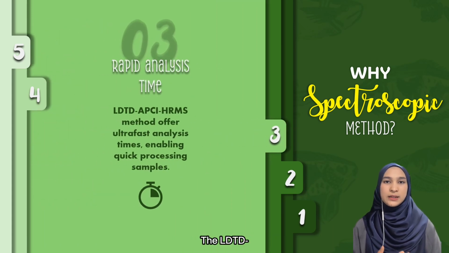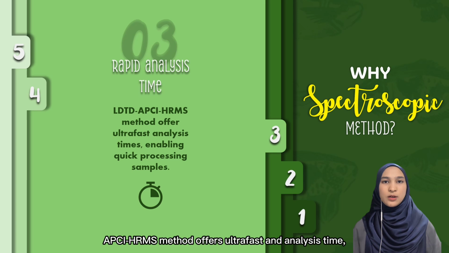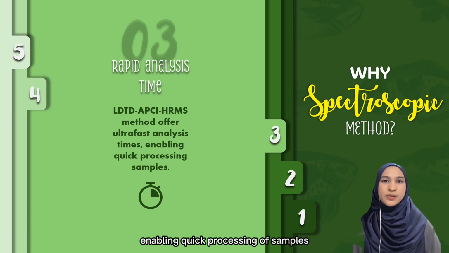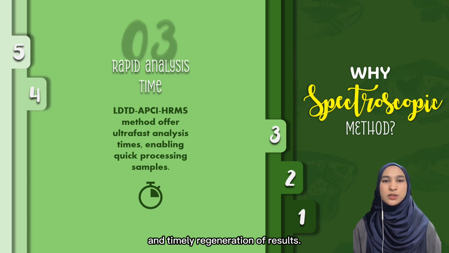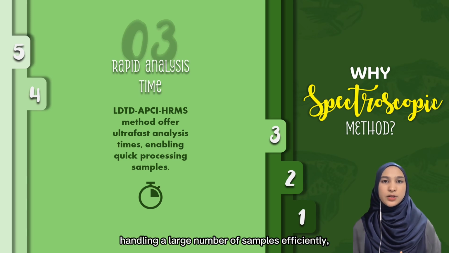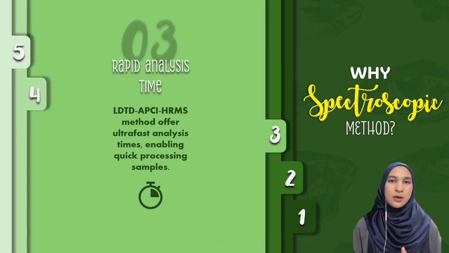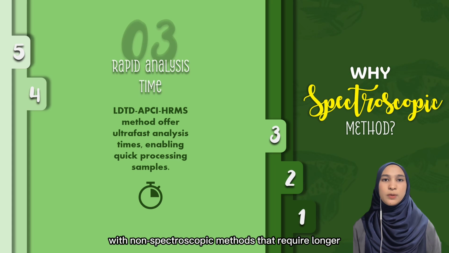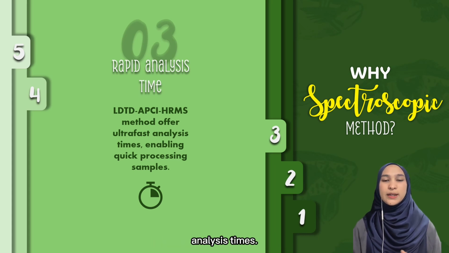Next is rapid analysis time. The LDTD-APCI-HRMS method offers ultra-fast analysis times, enabling quick processing of samples and timely generation of results. This rapid analysis capability is advantageous for handling a large number of samples efficiently, which may not be feasible with non-spectroscopic methods that require longer analysis times.